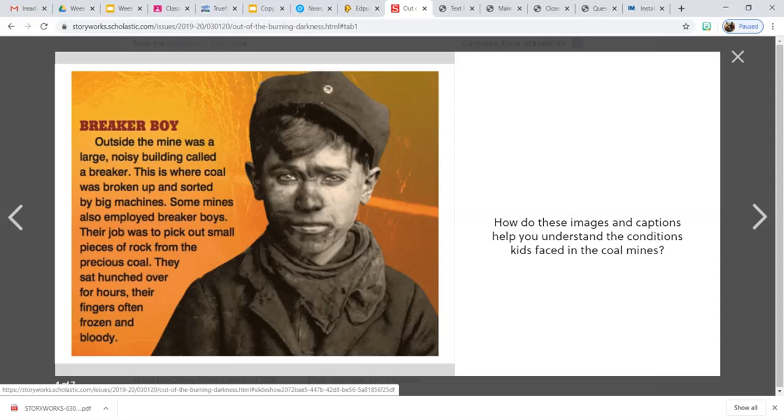Some mines also employed breaker boys. Their job was to pick out small pieces of rock from the precious coal. They sat hunched over for hours, their fingers often frozen and bloody.